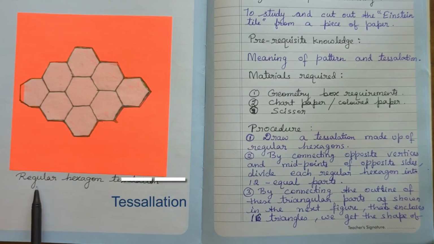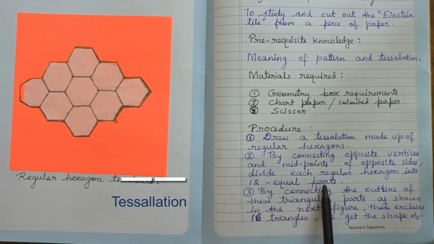So this is a regular hexagon tessellation. By connecting the opposite vertices and midpoints of opposite sides of this regular hexagon, we will get the hexagon divided into 12 equal parts. I will show this step in the next page as I turn.